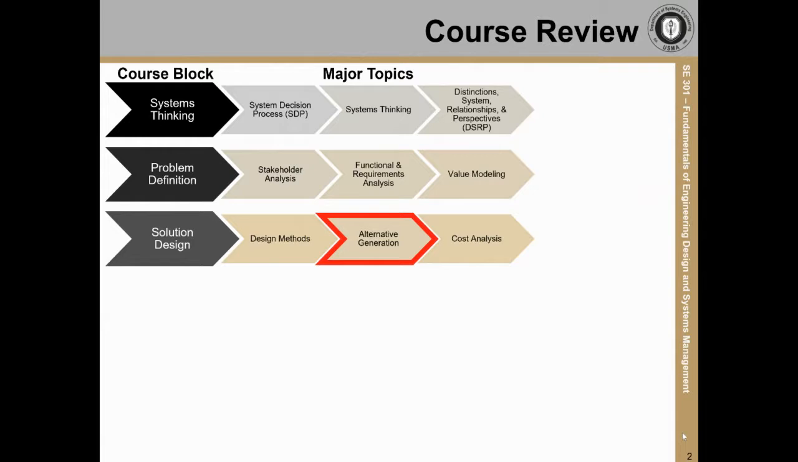Alternative generation is important because when you start looking at systems, there's a lot of components that go into that, and so you might have a lot of different permutations. It's useful to have a large number of different alternatives that you can evaluate as possible solutions to whatever problem you're trying to solve. And once you have a large number of alternatives, we'll also look at how to screen them down and do some feasibility screening.